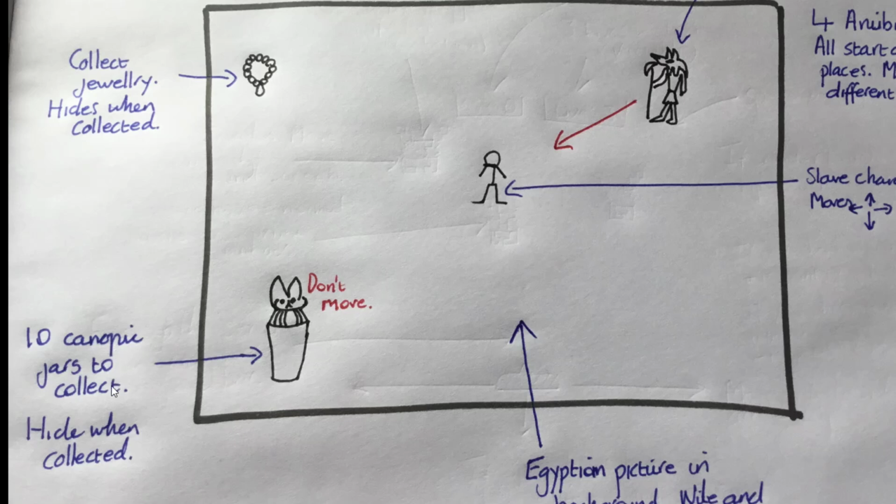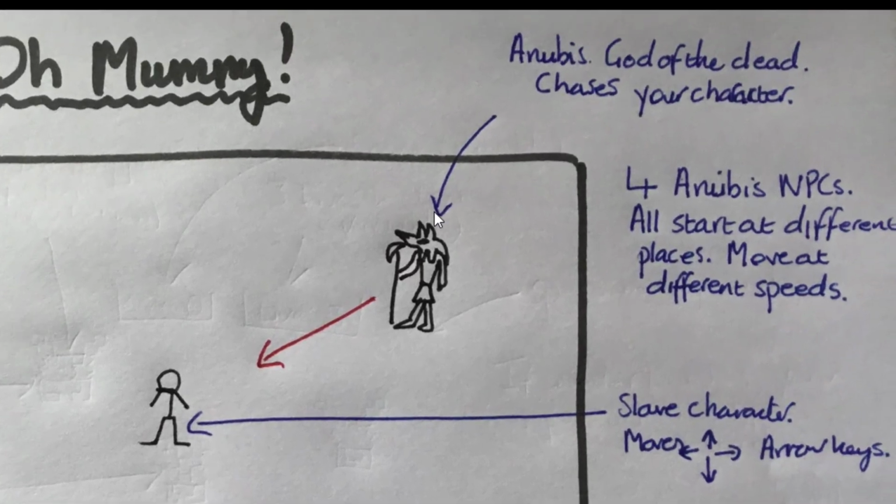And you've also got 10 canopic jars to collect. And so when you go over the jewellery, or when you go over the canopic jars, they're going to disappear so that you've collected them. Now at the same time, we've got this Anubis character, the god of the dead, and he's going to chase after your character. He's going to follow your character around the screen.